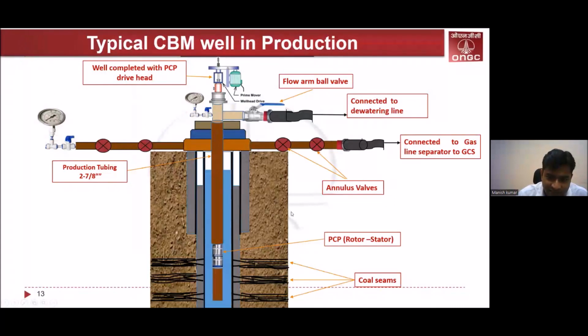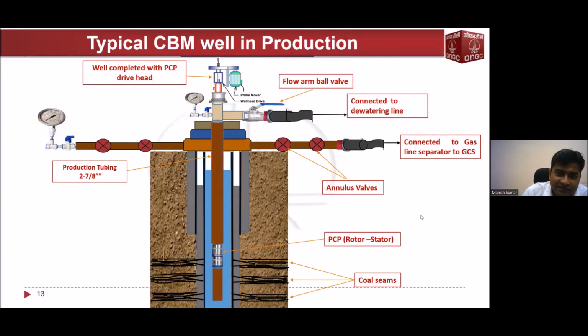Now, these are the seams, and this is the PC pump, the subsurface pump, which has been lowered on the production tubing, which is of 2 7/8 inch. And further, after completing the well with the suitable artificial lift, that is PCP, as shown in this case, we open the annulus valves.